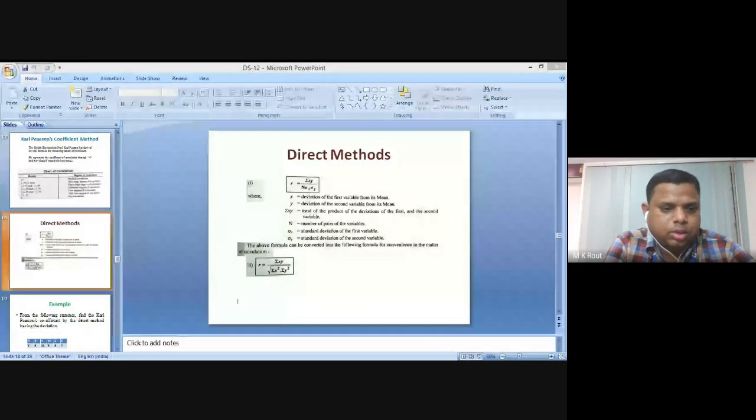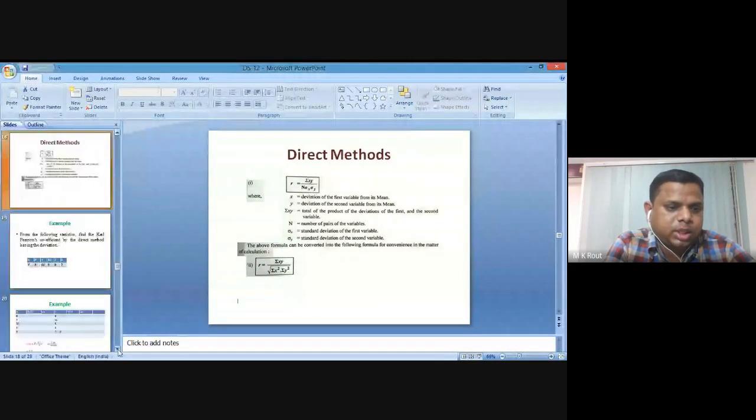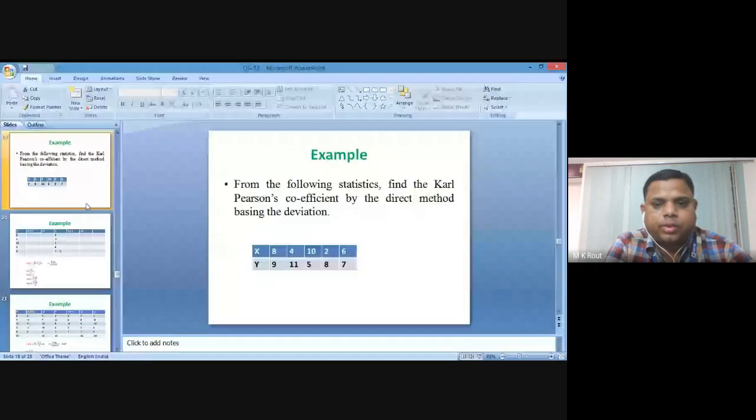So just note down the examples. Here the typical example belongs to the direct method. From the following statistics, find the Karl Pearson coefficient by direct method, basing the deviations. So here we have x variables, that is 8, 4, 10, 2, 6. And in case of y variable, the data are 9, 11, 5, 8, 7. Just note down this data.